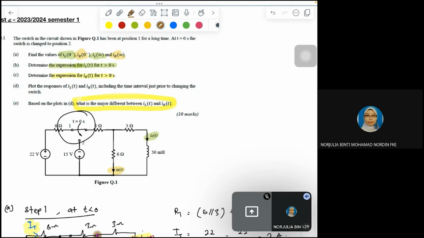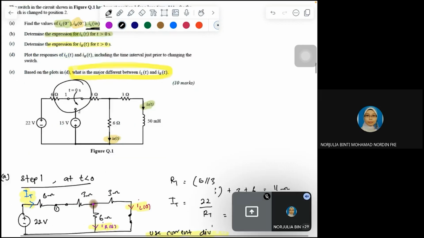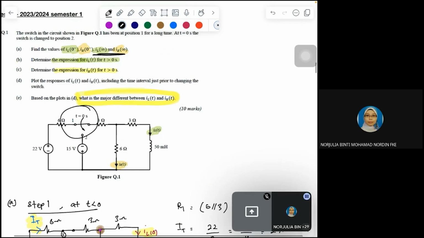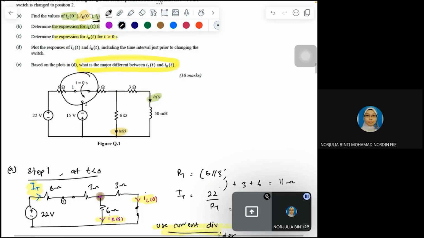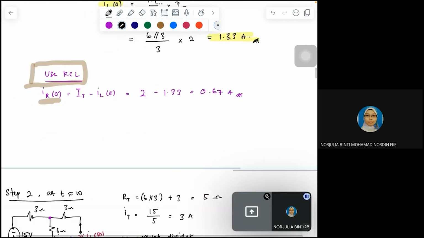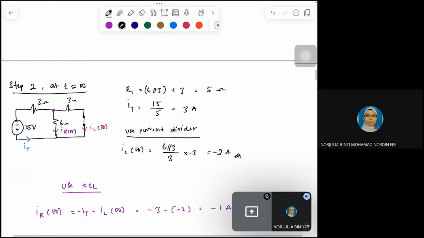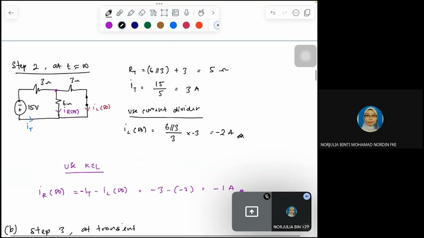Next one, you need to calculate the final values, IL infinity and IR infinity. For the final value, it falls under step 2, where at step 2, you need to sketch the circuit. Okay, yes, Muhammad Yasir, do you have any question?